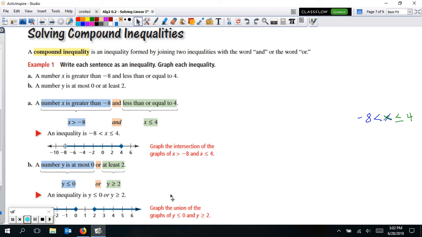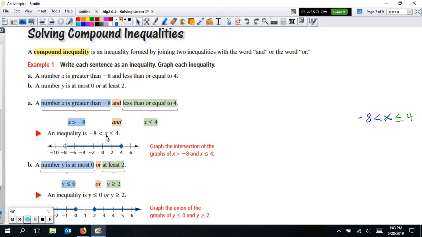Merge your two inequalities together on x. We have two inequalities, so we're going to have two holes: a hole at negative 8 and a hole at 4. The negative 8 is going to be open because it doesn't include the negative 8, but it does include the 4, so we close that one up because of the equal sign. The shading is going to be in between these two holes, so the answer is that x is everything in between negative 8 and 4, and it also includes 4.